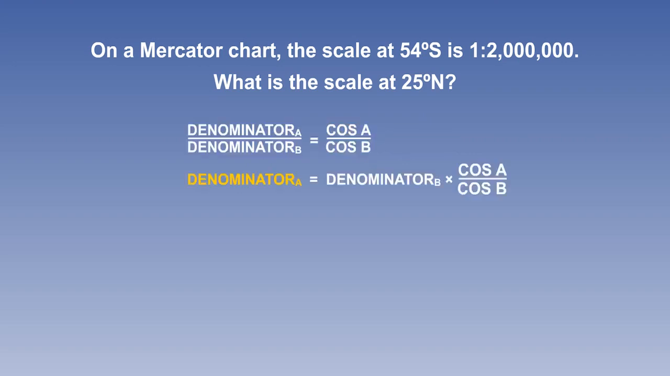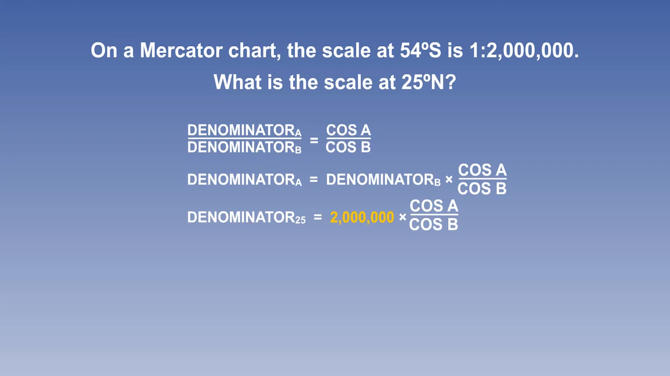However, rearrange it slightly to make the unknown denominator the subject of the equation. This gives us denominator A equals denominator B times cos A over cos B. Always put your unknown on the left-hand side of the equation. In this case, that's the denominator at 25 north. You know what the denominator at 54 south is. It's given in the question.